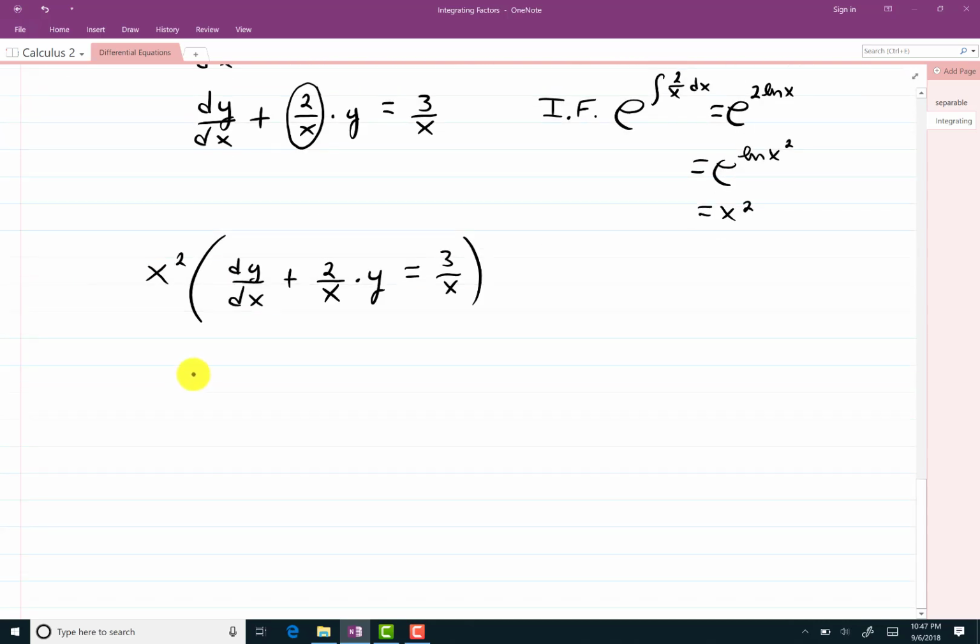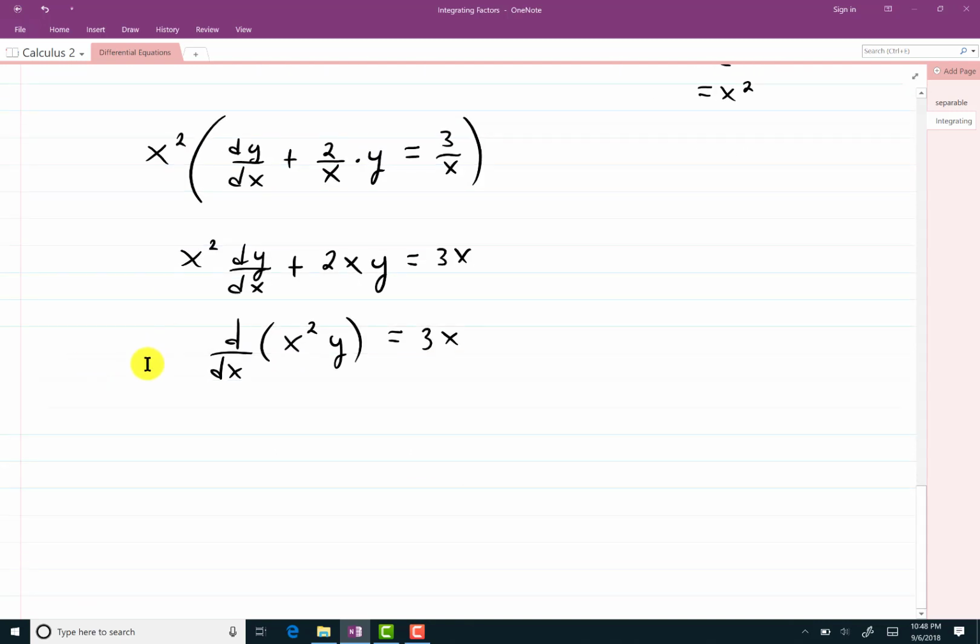And what that gives me then is x squared dy over dx plus, and the x squared times 2 over x will give me just 2x times y, and similar kind of thing happens on the right side. I'll end up with a 3x. So notice, look on the left. I have x squared, its derivative is 2x, and then I have the derivative of y, but leaving it alone is y. So this is a product rule. So the left side compresses down to d over dx of x squared times y equals 3x.